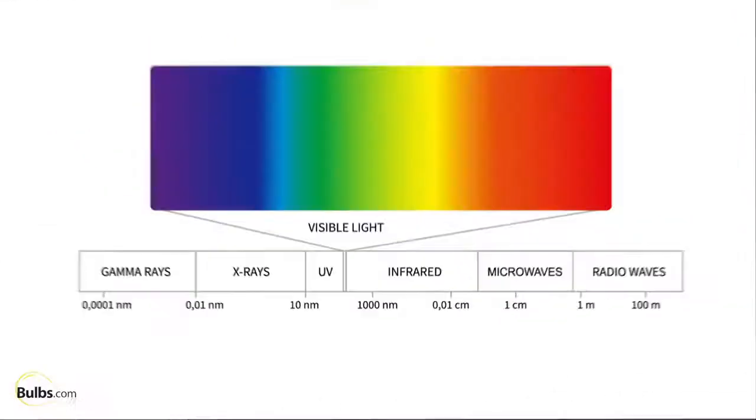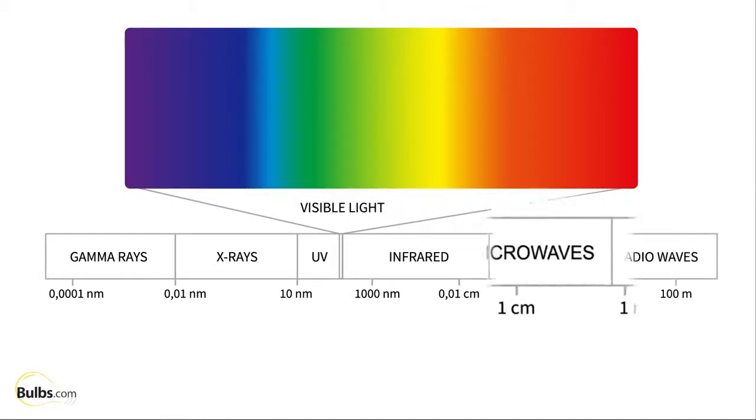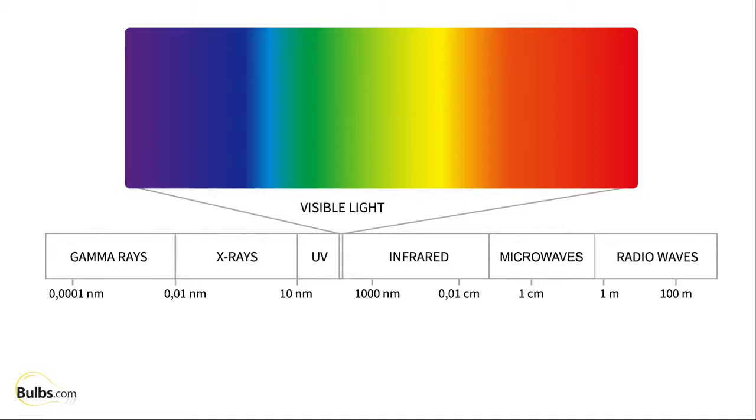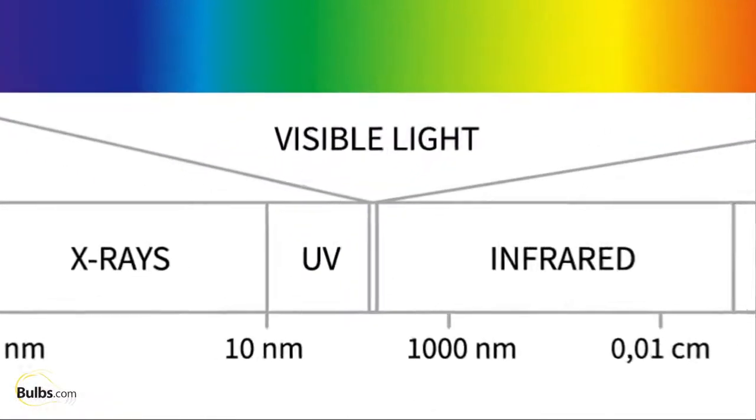Ultraviolet, or UV light, is part of the electromagnetic spectrum, which includes radio waves at one end of the spectrum and gamma rays at the opposite end. When organized by wavelength, UV light falls between visible light and X-rays.